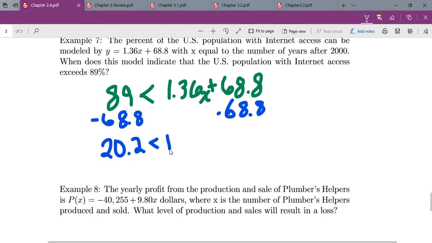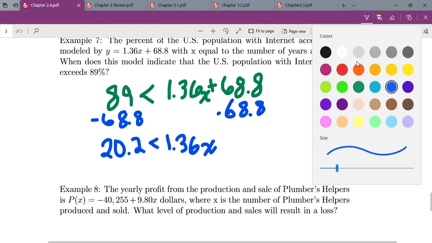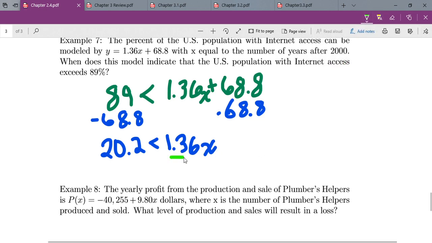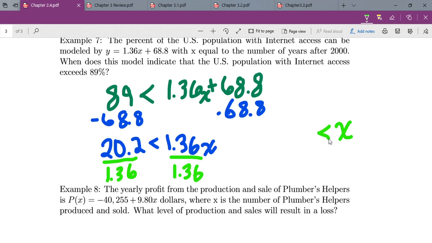That is less than 1.36x. Okay, then obviously I need to divide by 1.36 on both sides. So that our final answer looks like x needs to be greater than 20.2 divided by 1.36, which is 14.85.